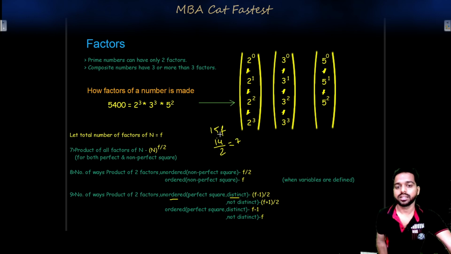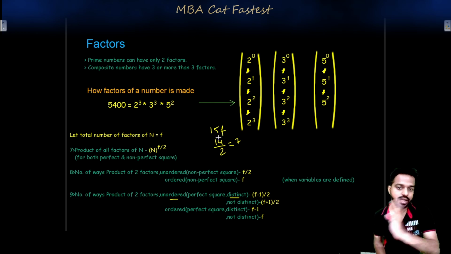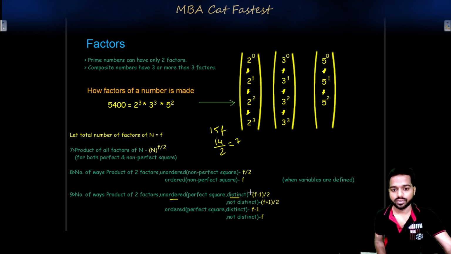We are not counting the extra one because it is the root of n. Let's say for 36 it will be 6 into 6, and since it is asking for distinct, we are not considering that. So if I ask for distinct, it is (f minus 1) by 2. If it is asking for not distinct, for 36 we can consider 6 times 6. So here it becomes 15 plus 1, 16 by 2. So the actual formula comes out to be (f plus 1) by 2.